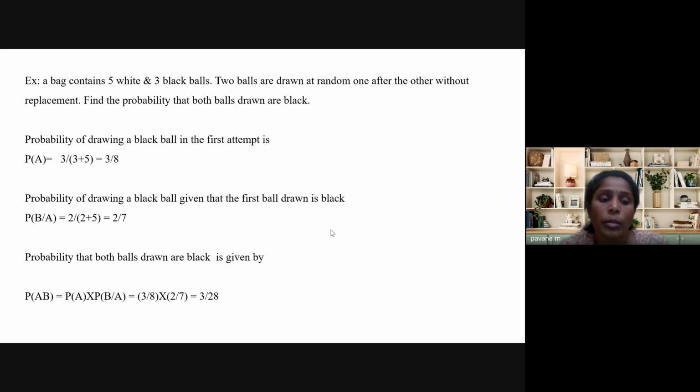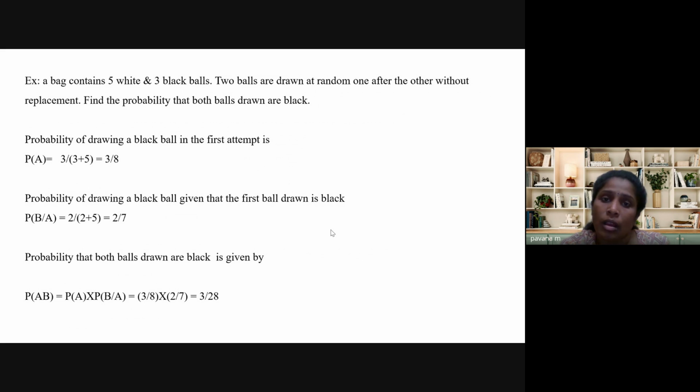Okay, now the probability of drawing a black ball, given that the first ball drawn is black. The first ball drawn is black, and now what is the probability of the second attempt being a black ball? That means P of B by A.